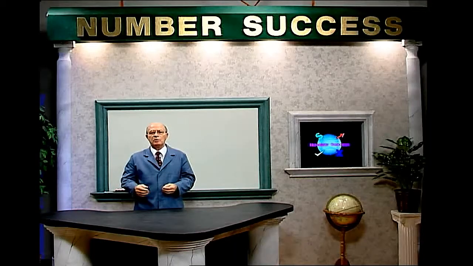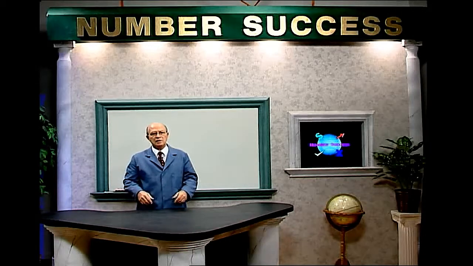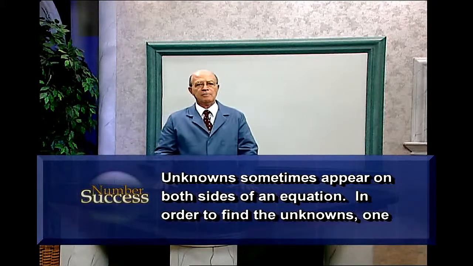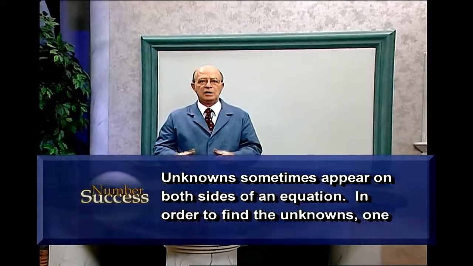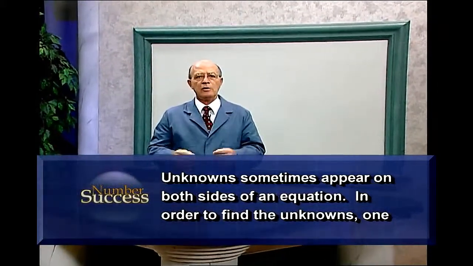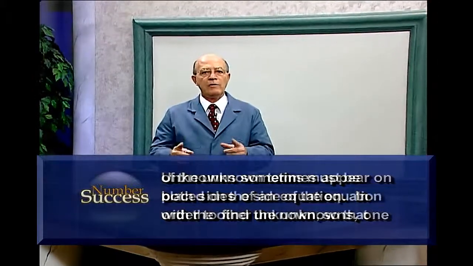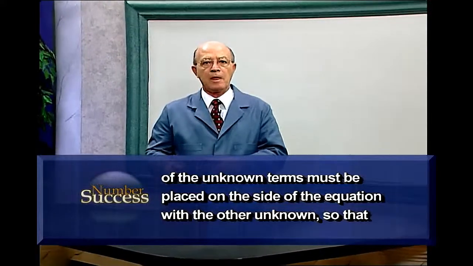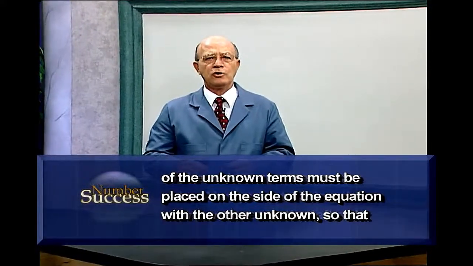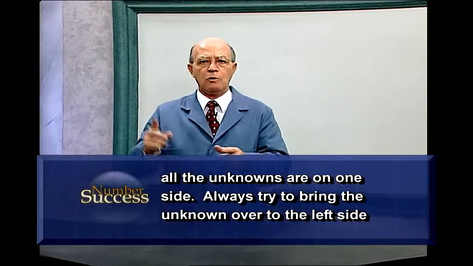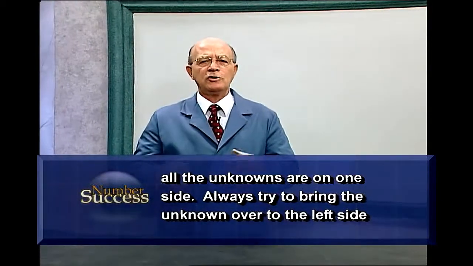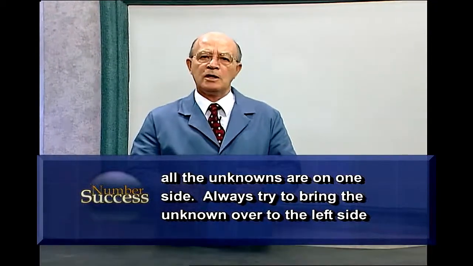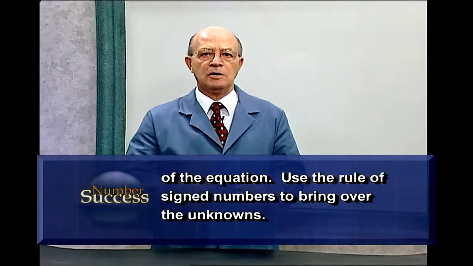Solving equations with unknowns on both sides. Unknowns sometimes appear on both sides of an equation. In order to find the unknowns, one of the unknown terms must be placed on the side of the equation with the other unknown, so that all the unknowns are on one side. Always try to bring the unknown over to the left side of the equation.